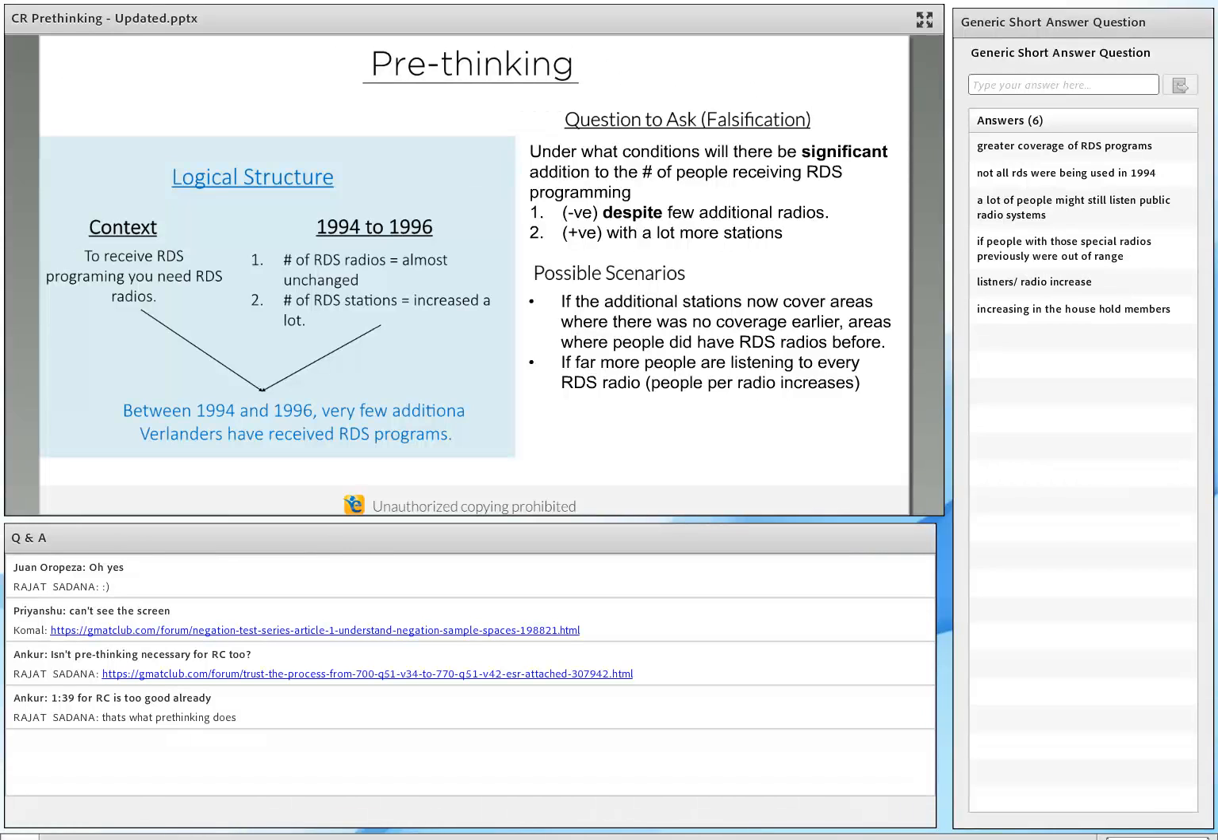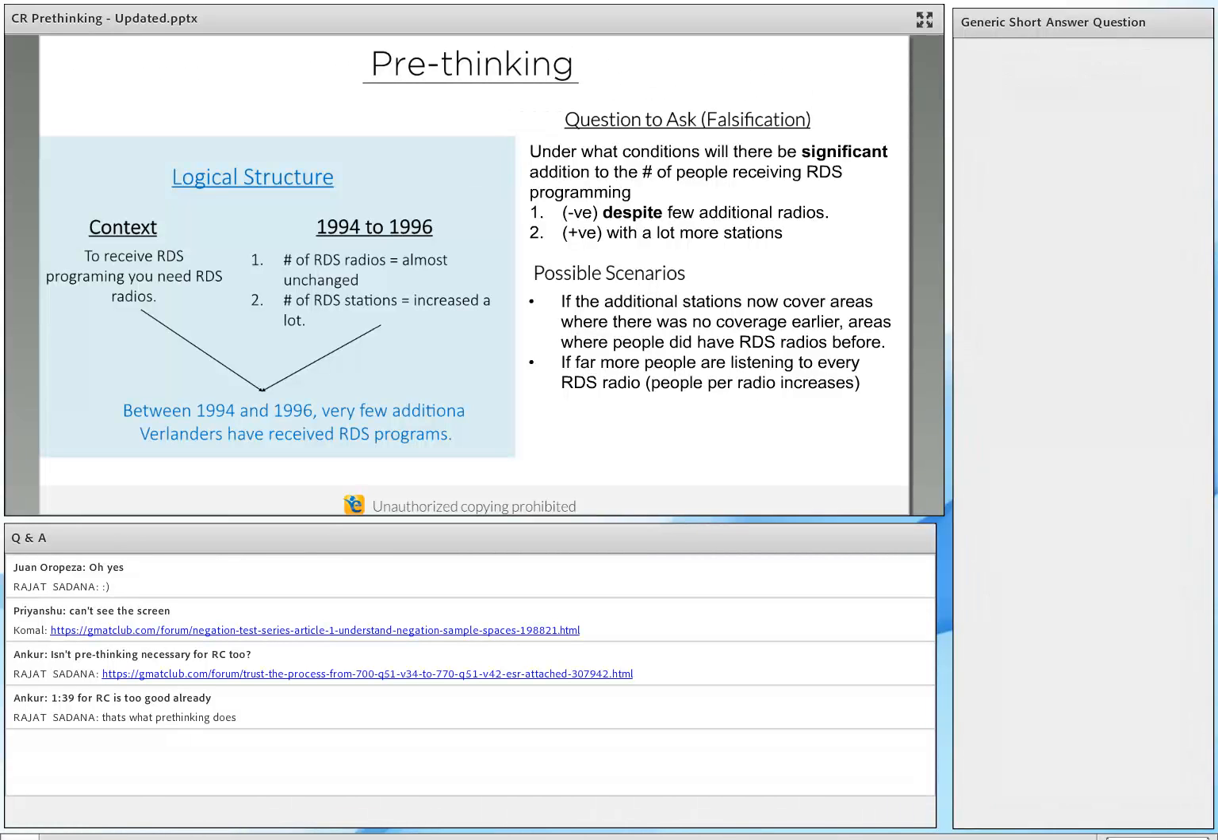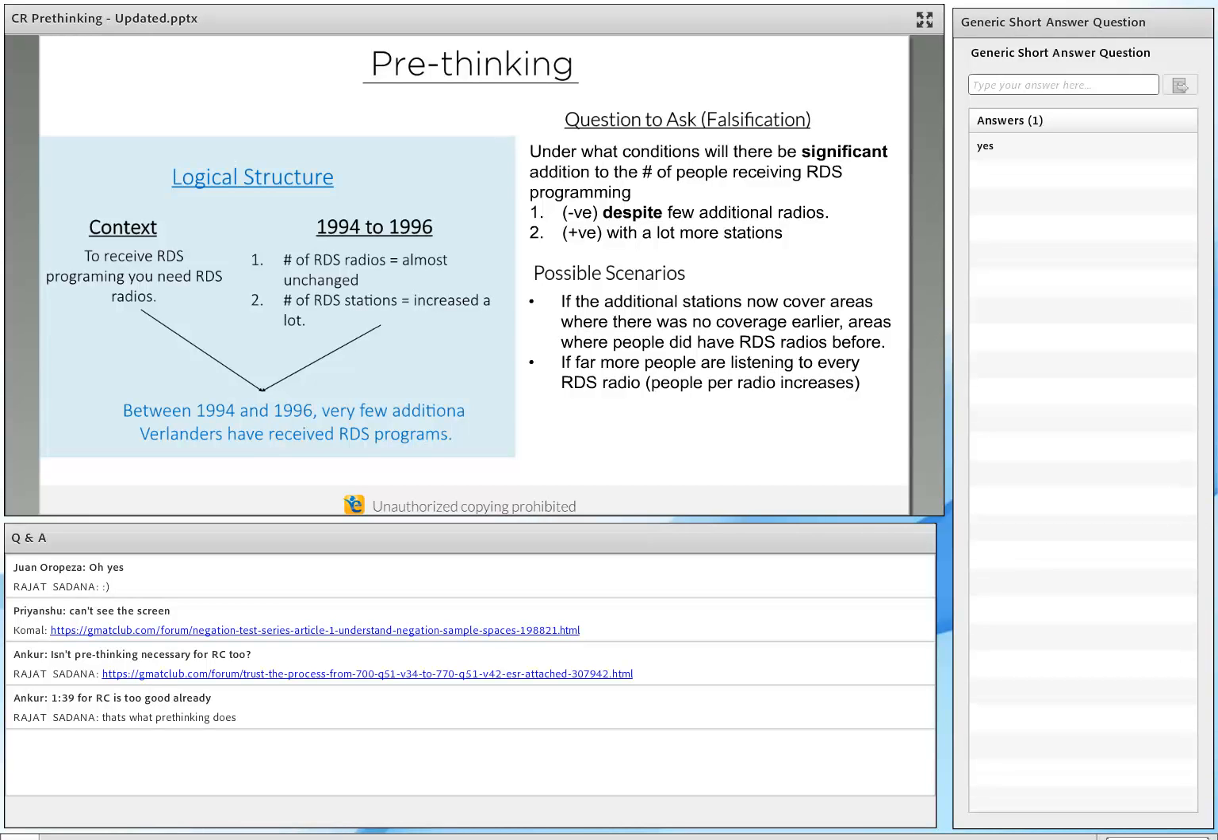Okay. Can you see the falsification scenarios? Do both of them make sense? You guys came up with them. And that's the power of pre-thinking. When you ask the right question, getting to the right answer becomes this.